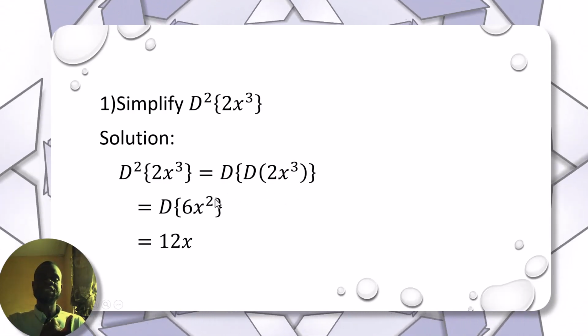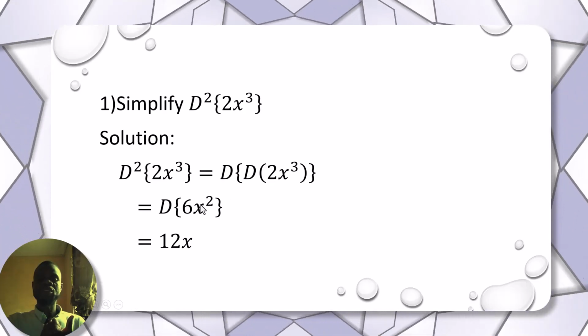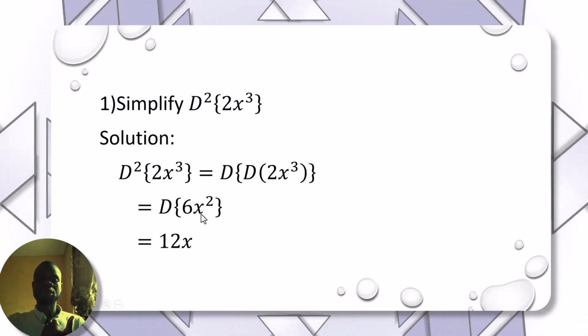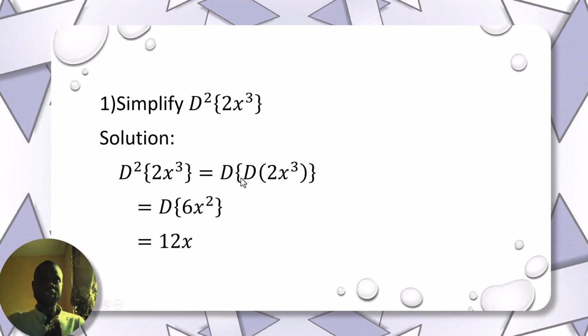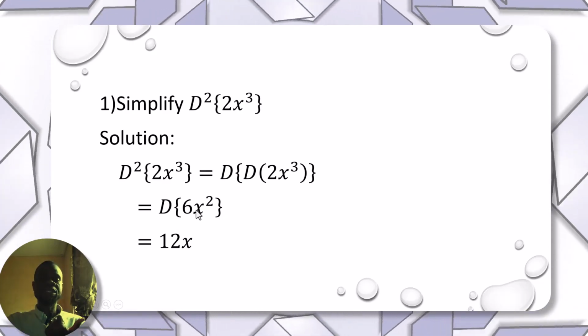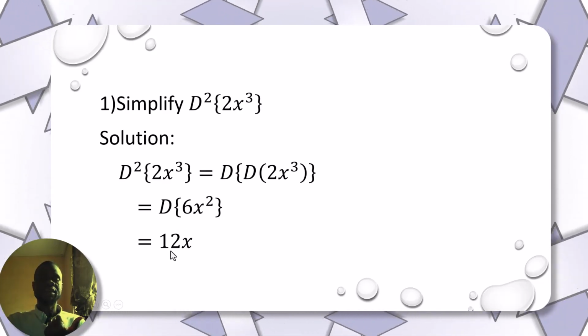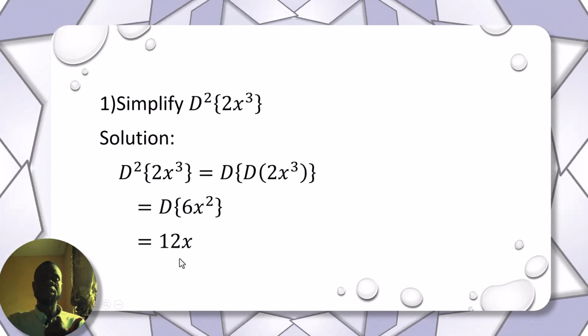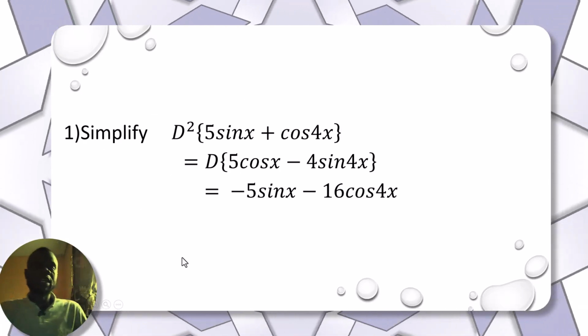It will give me 6s squared, right? Because I come here, 3 multiplied by 2 is 6. Then I reduce this by 1. So we have this. Then I will differentiate it again with the last d, because I said second order. Here we have to multiply by 6, which will give me 12, then reduce this by 1. So we have 12x. Then I have another example here.